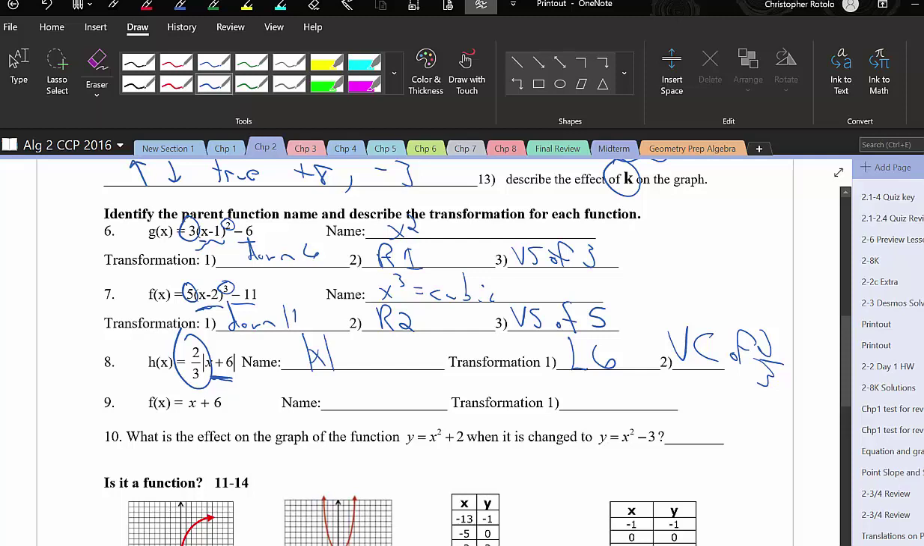Last one we have in this section is linear, right? X to the 1st power, it's linear. The only transformation we can do to linear is move it up or down. So this one is up 6.